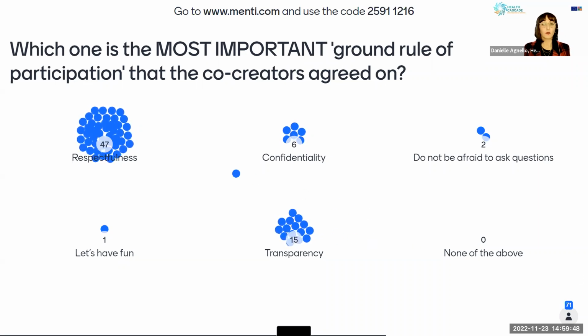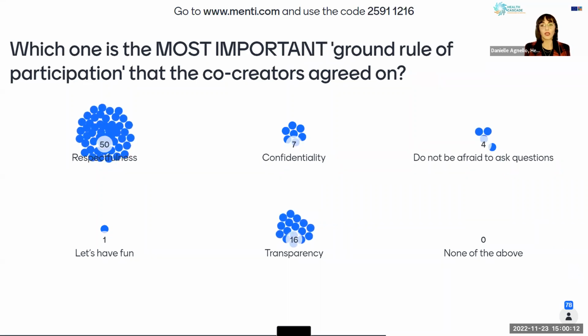Let's have fun, an important one, but maybe not the most important. It's falling at the bottom there, or maybe it's something you don't agree upon, you just make happen together. And don't be afraid to ask questions. Maybe it depends on the type of individuals you're co-creating with. Maybe they're not afraid to ask questions, or maybe they are, so you might have to tailor to your group.